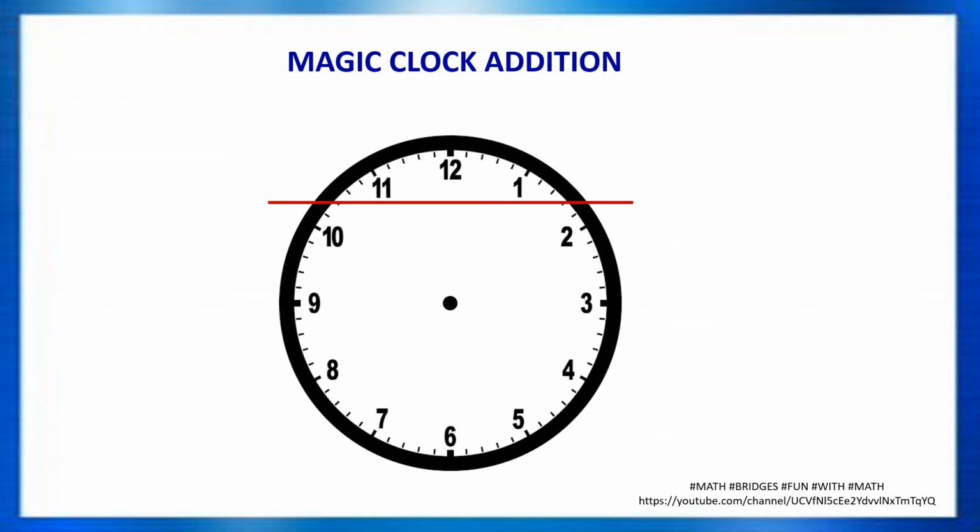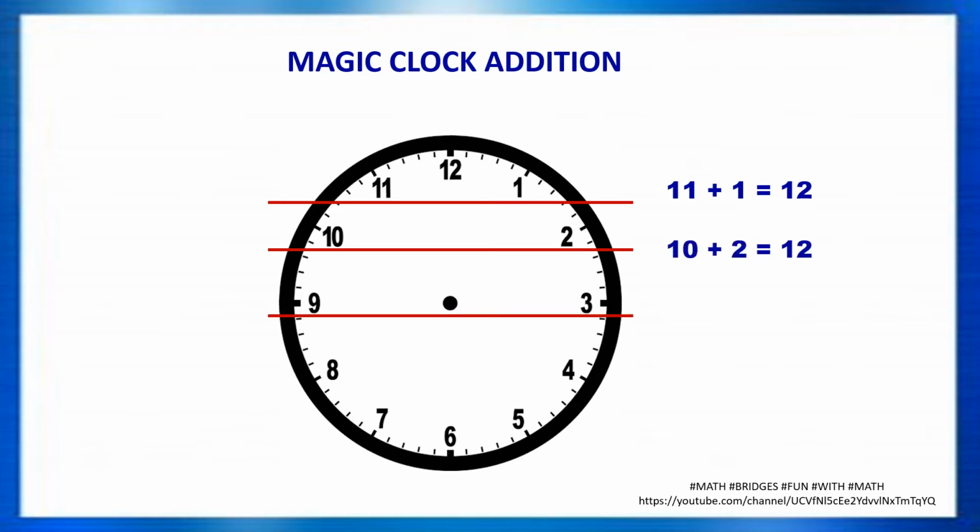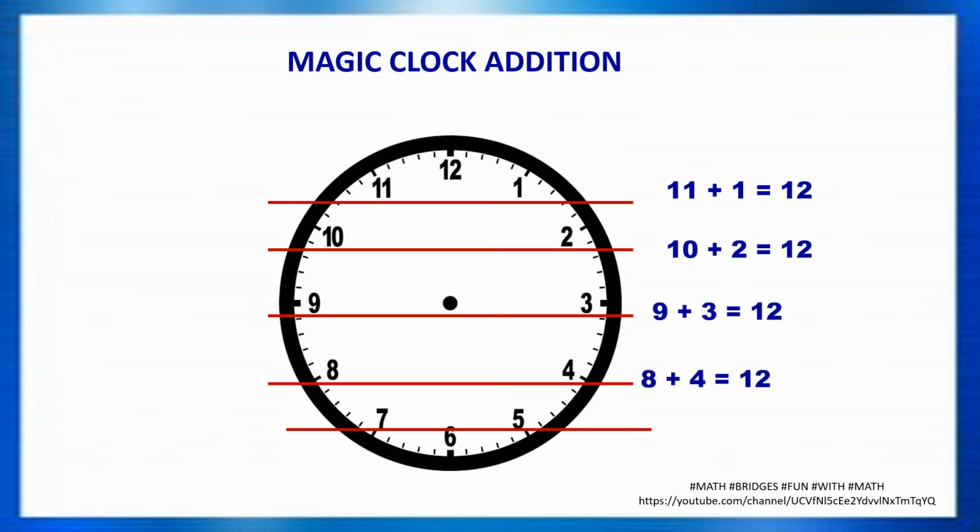Now, if you observe here, 11 plus 1 is equal to 12. Similarly, the next one, the opposite numbers 10 and 2. That means 10 plus 2 is 12. 9 plus 3 is 12. And 8 plus 4 is 12. Next, 7 plus 5 is 12.